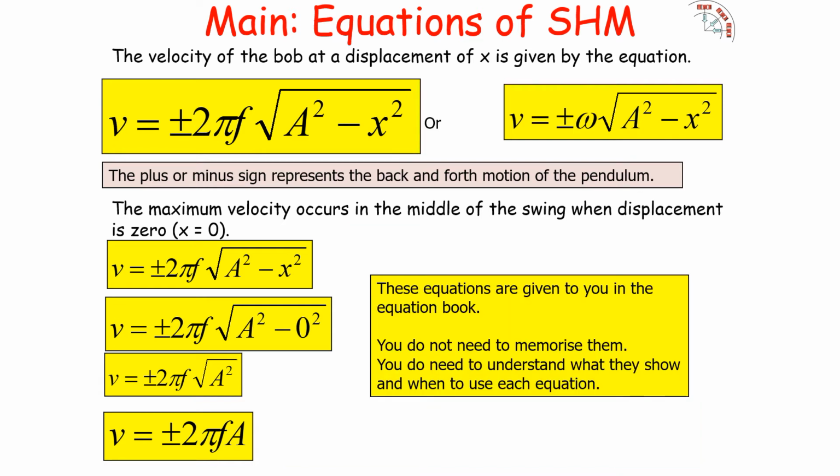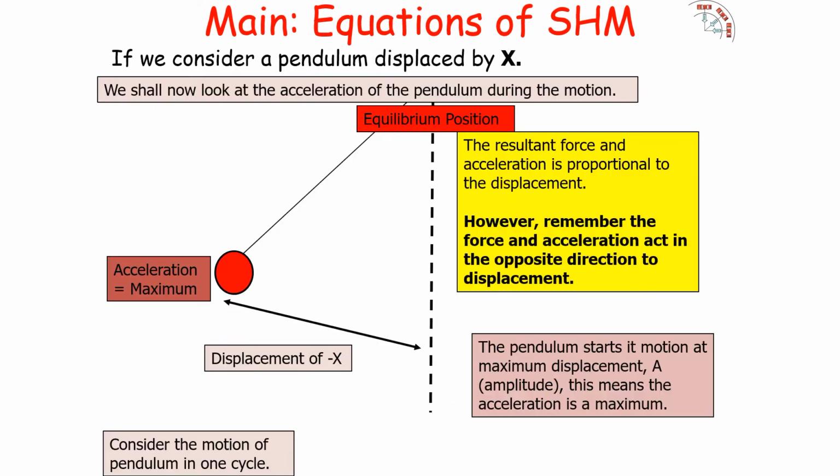Now again, these equations are given to you in the equation book. You don't need to memorize them, you just need to be able to understand what they show and when to use them. Now let's consider acceleration. So at a maximum displacement of minus x, the acceleration is a maximum because the resultant force and acceleration are proportional to the displacement, but they act in opposite directions.